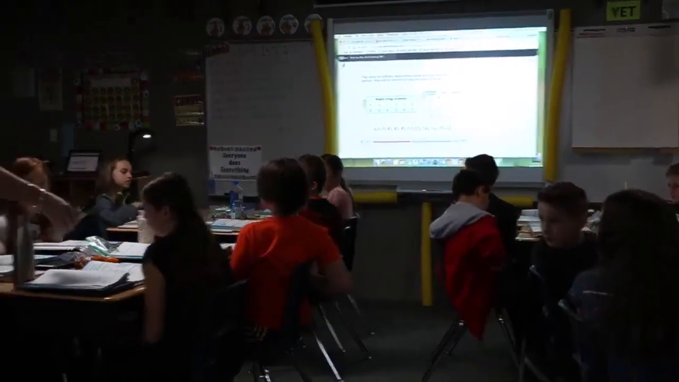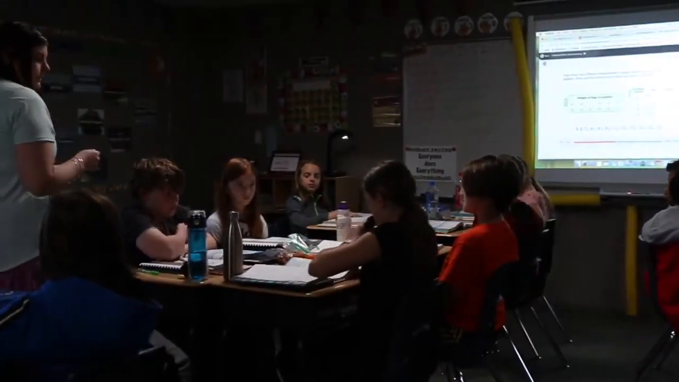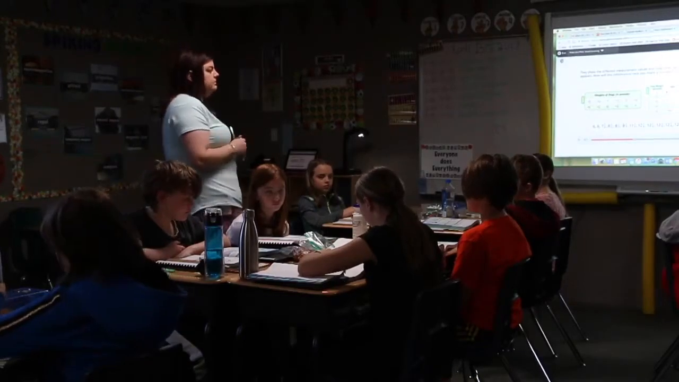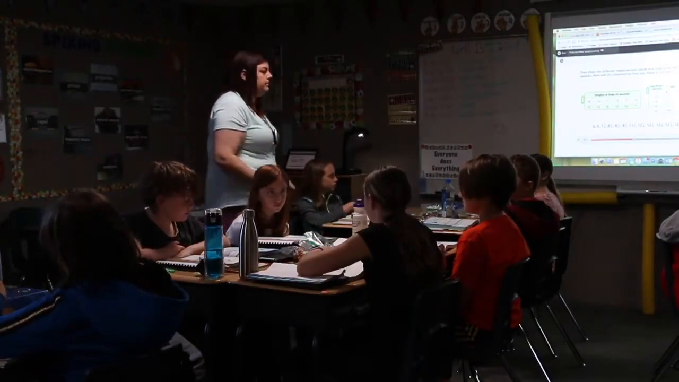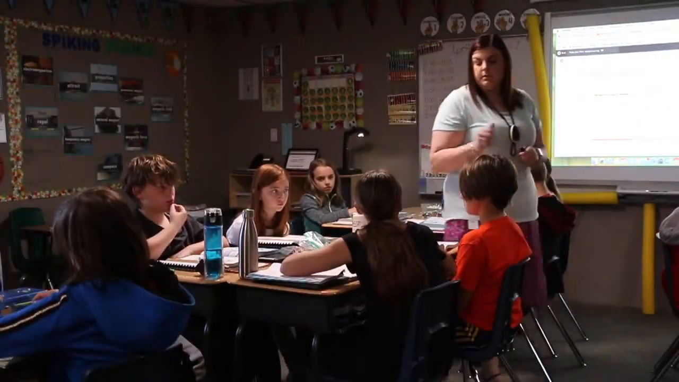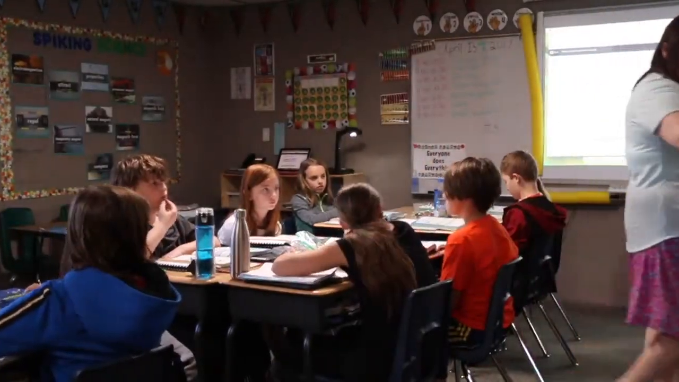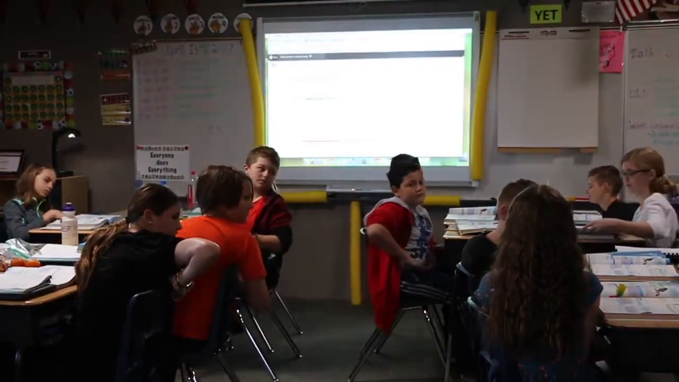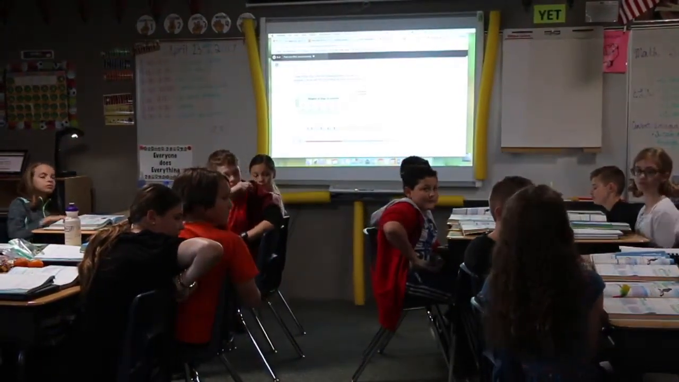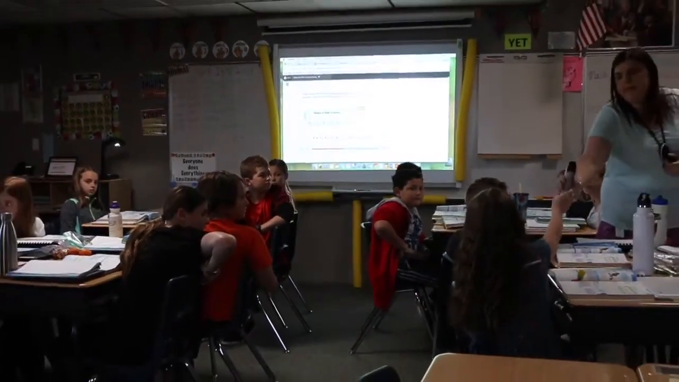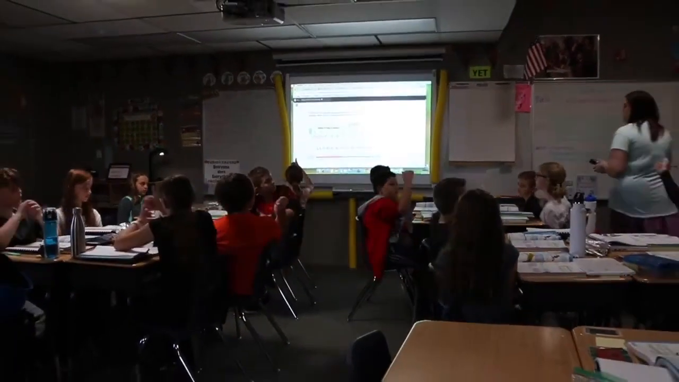5, 4, 3, 2, 1. Izzy, what did your partner share? My partner shared that it's mostly like the dots because all you do is count the tally marks or look at the numbers because you can see which is bigger or smaller. Awesome. What did your partner say? My partner said that it's easier and more organized, so you can already know what you're going to do with the line plot. Thumbs up if yes, thumbs down if no.